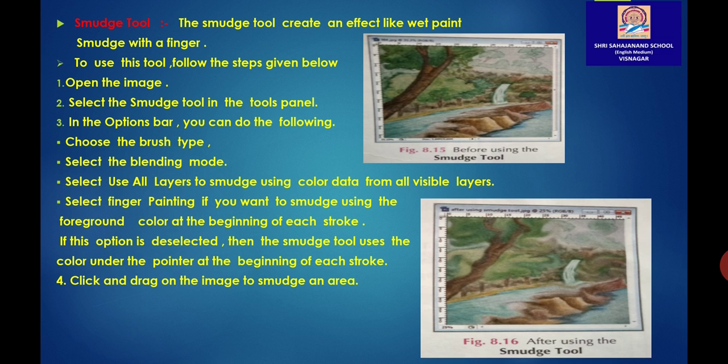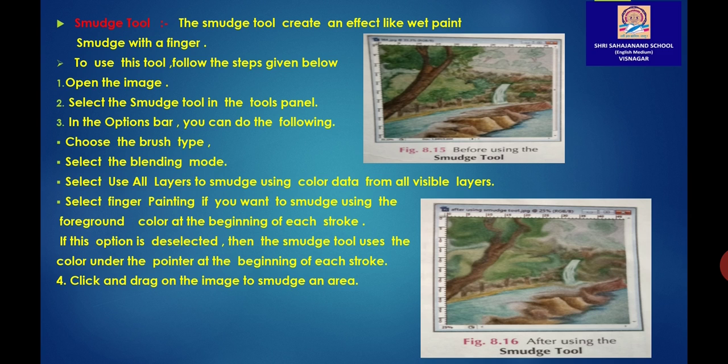Now smudge tool. The smudge tool creates an effect like wet paint smudged with a finger. To use this tool, follow the steps given below. First step, open the image. Select the smudge tool in the tools panel. In the option bar, you can do the following.